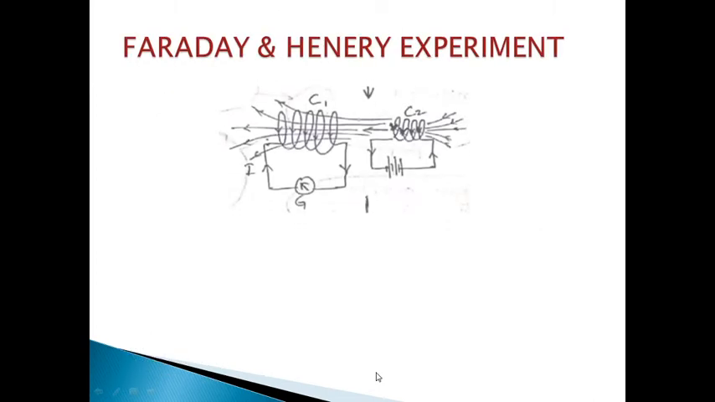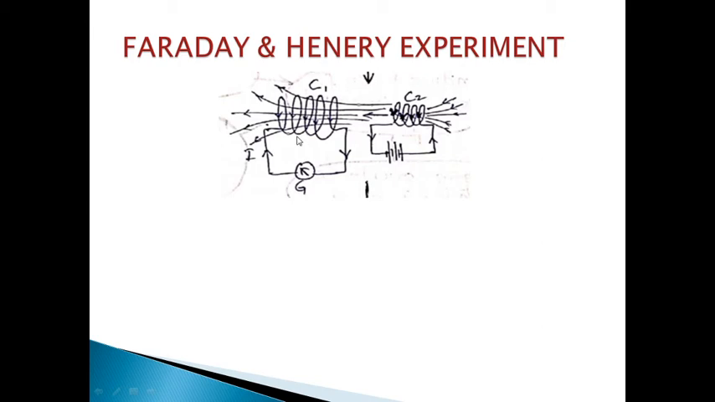Now what they did next is they took two coils, coil 1 and coil 2. In coil 1 there is a galvanometer, so there won't be any current.